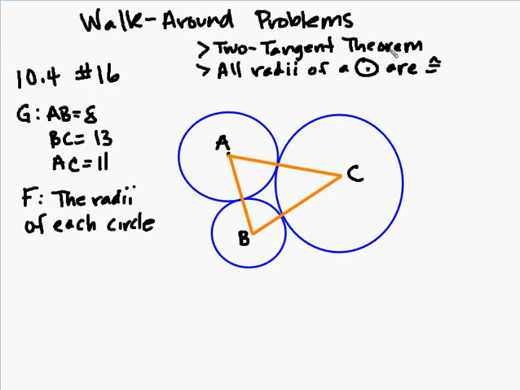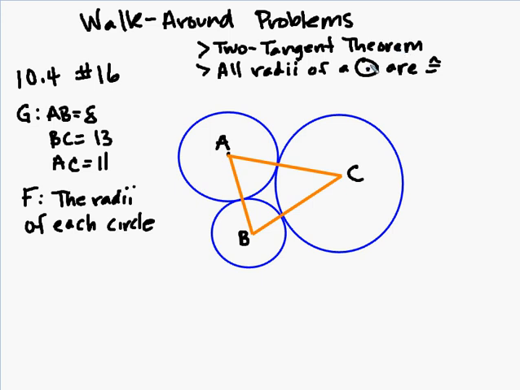In this lesson, we're going to talk about walk-around problems. Walk-around problems can be used with the two-tangent theorem, or with the fact that all radii of a circle are congruent. In this case, we're going to use it with the second definition of radii.